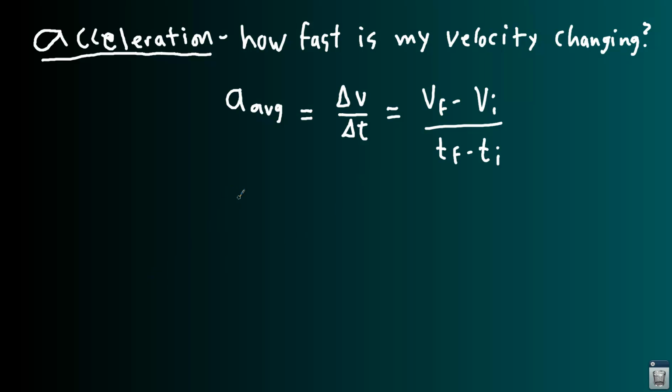And of course, now I can do it here. A instantaneous is written as dv dt. And the same calculus rule applies, and the same graphing strategy applies.